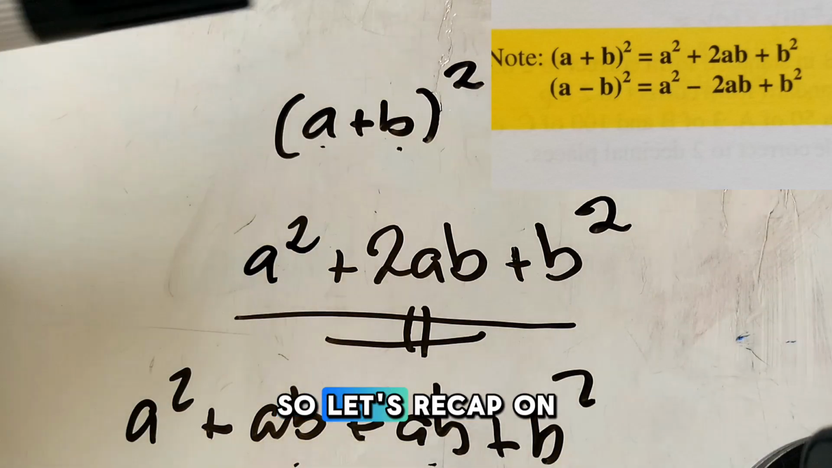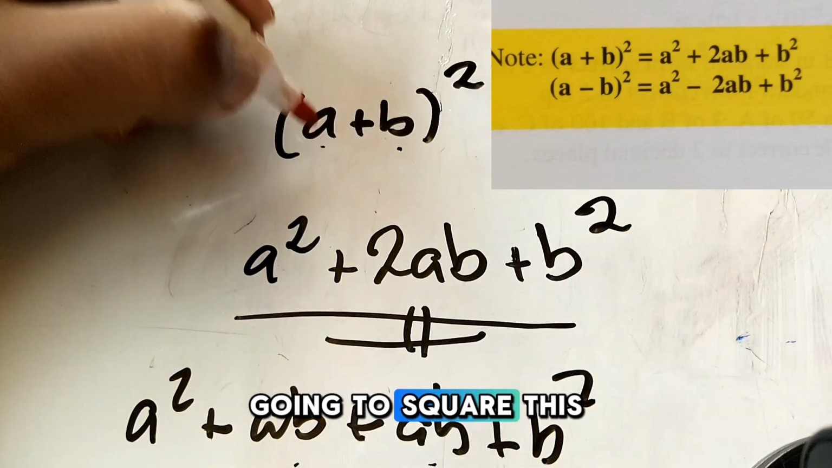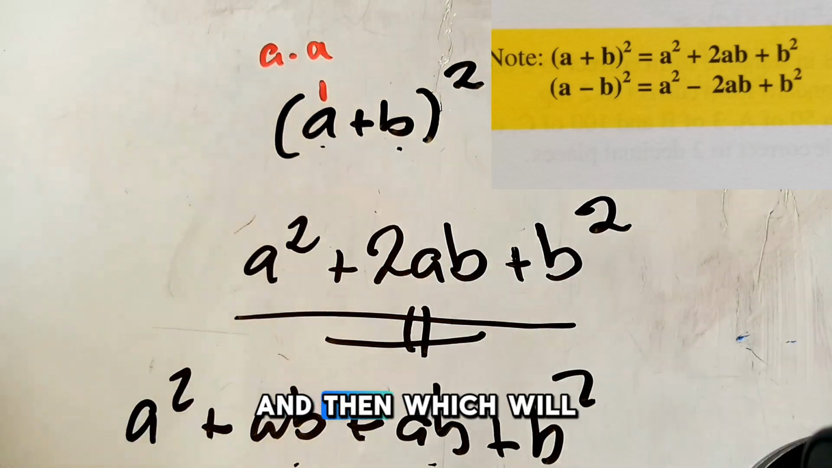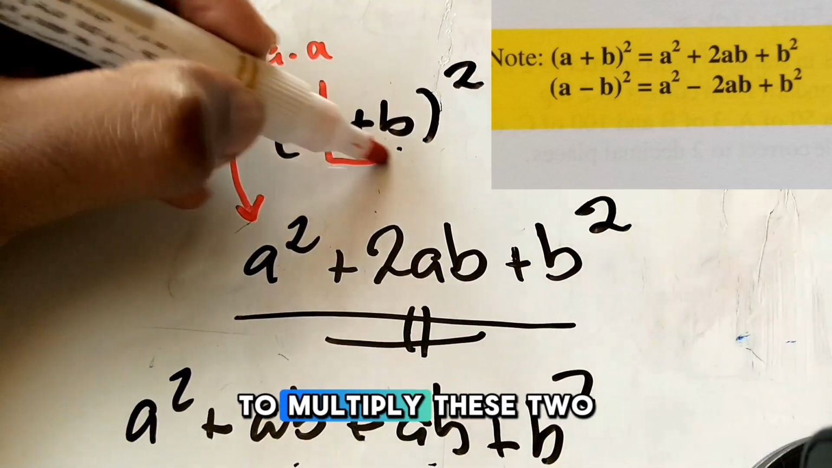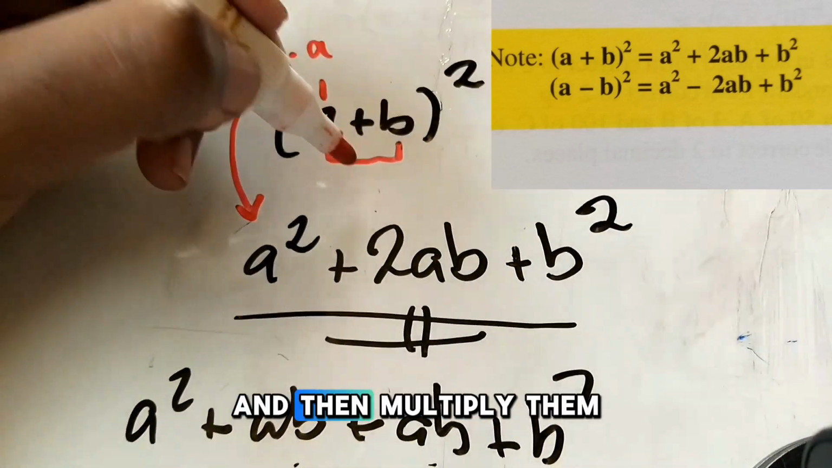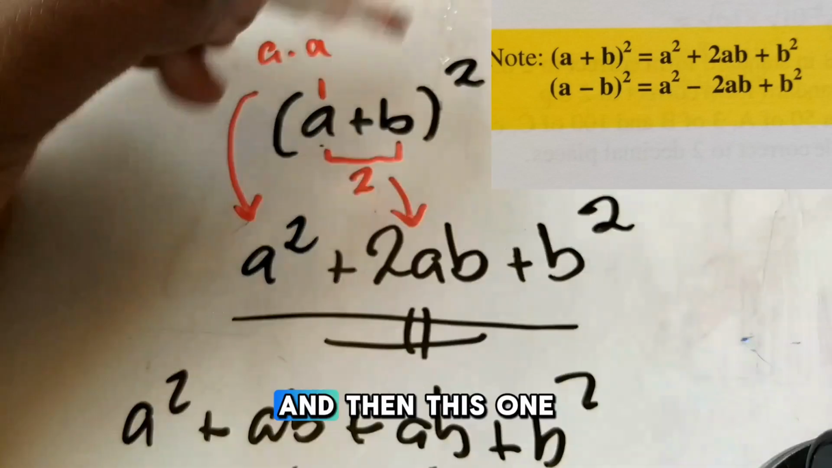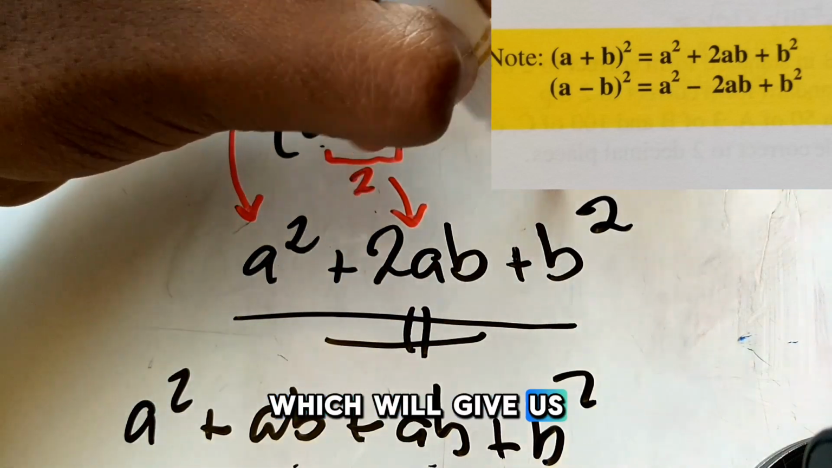So let's recap on what I've done here. I said you're just going to square this. So we're going to say a times a, which will give you a squared. And then we're going to multiply these two together and then multiply them with 2, which will give us 2ab. And then this one also we're going to say b times b, which will give us b squared.